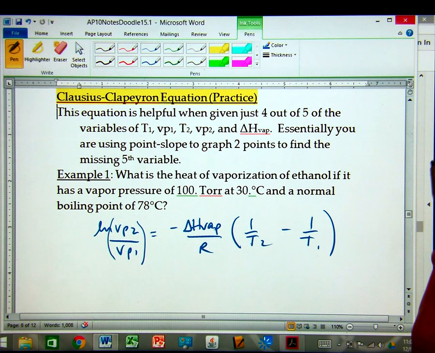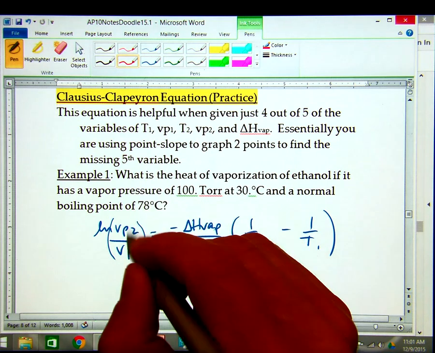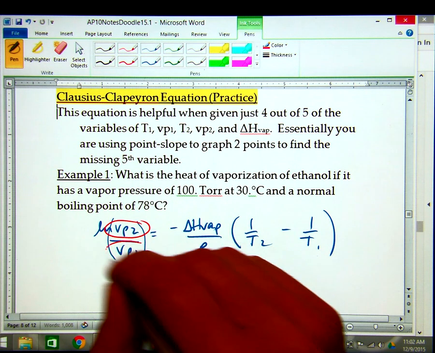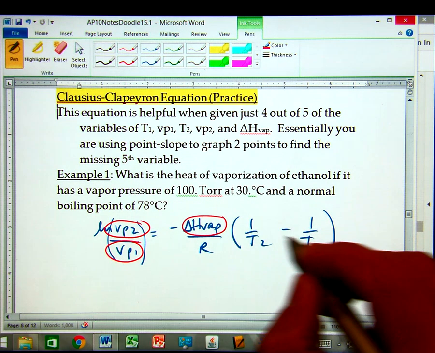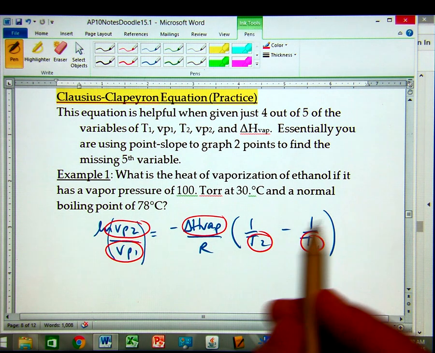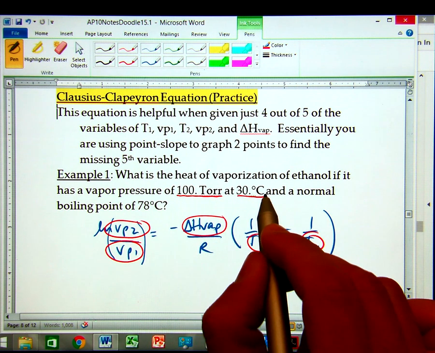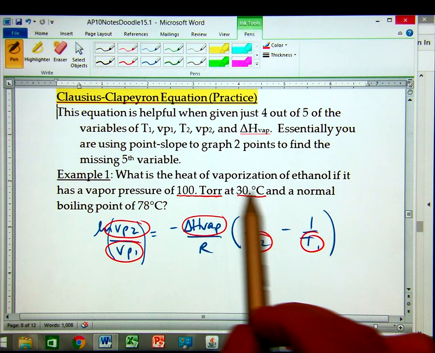All right, so now, of course, they're going to give us 4 out of 5 variables. So here are the variables one more time. Vp2 and Vp1 are variables. HVAP is a variable. T2 and T1 are variables. There are 5 of them. You're going to get 4 of them. So let's see what we got here. We got a torr and a temperature. So this is a vapor pressure and a temperature.